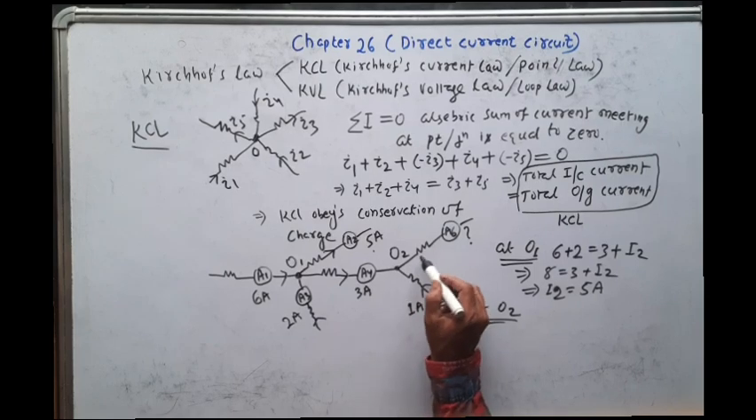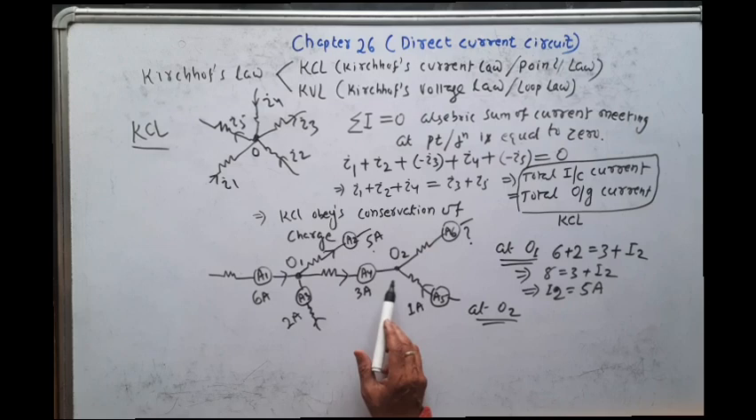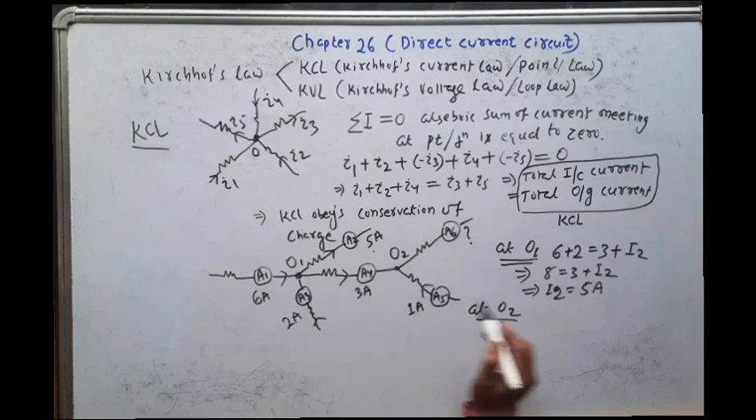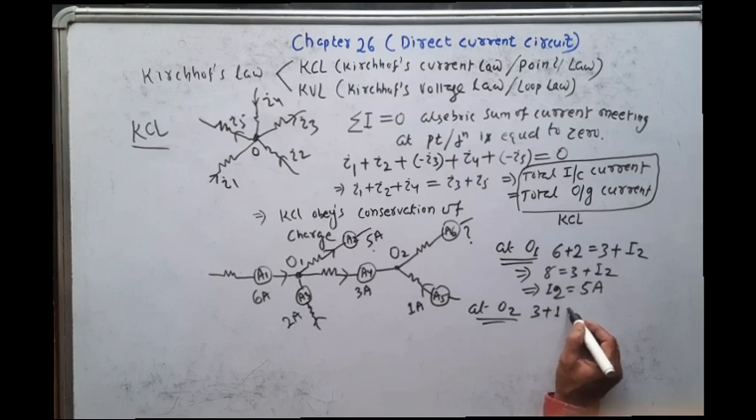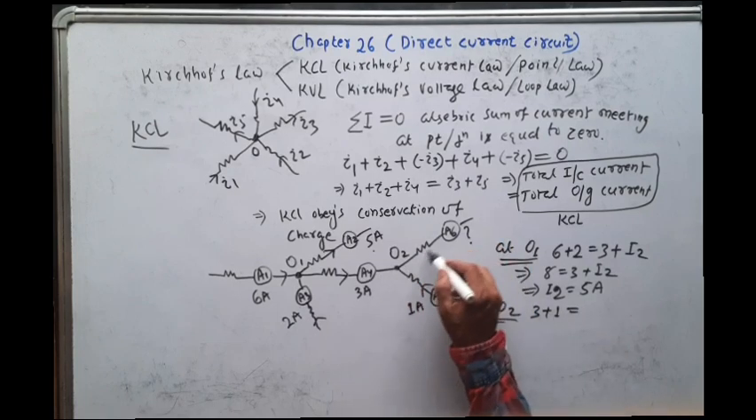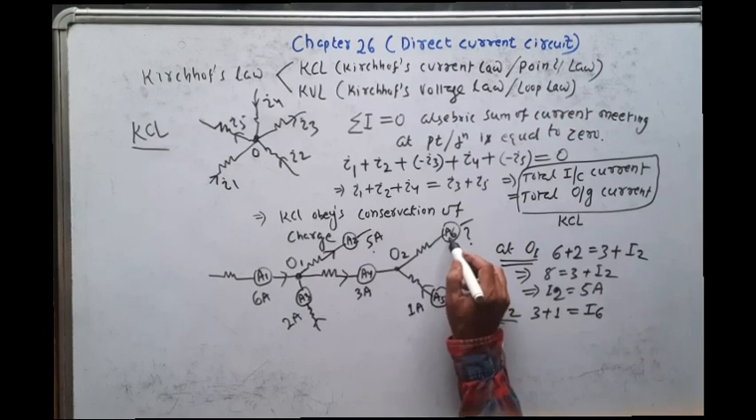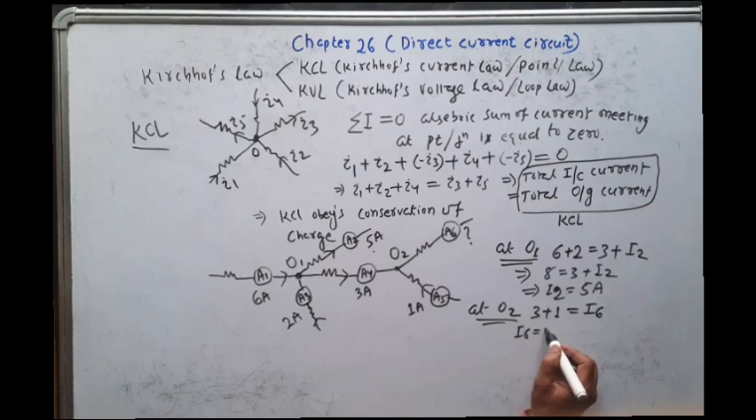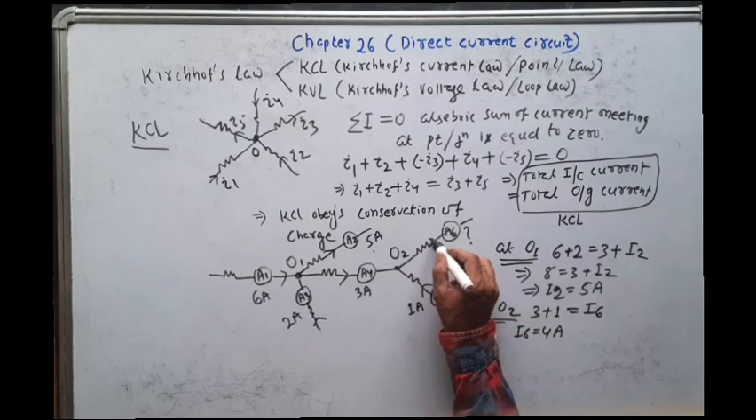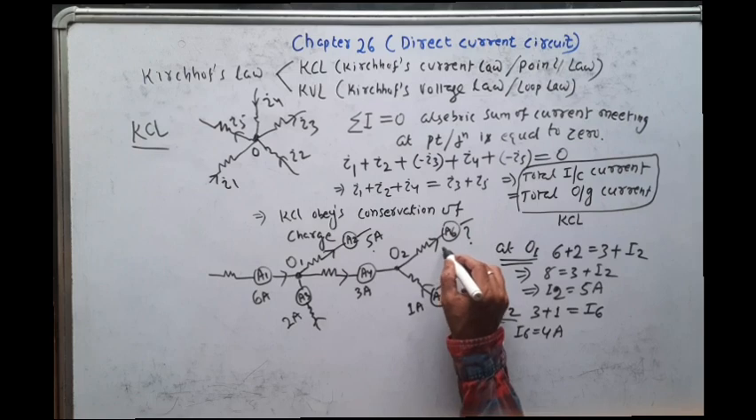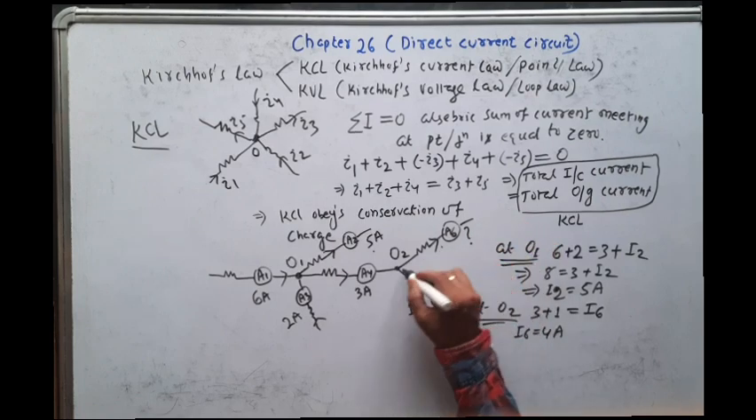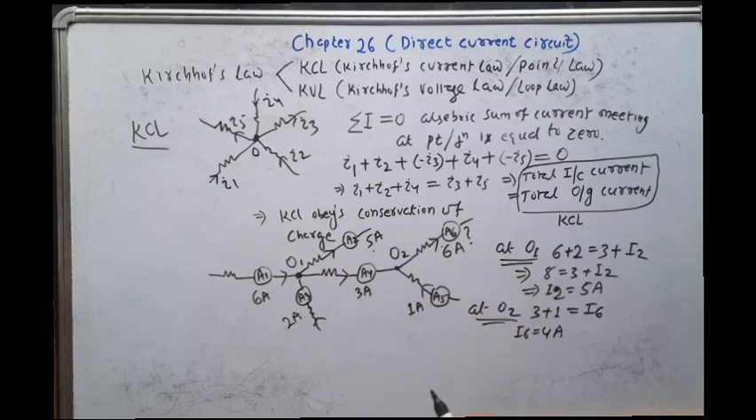Now at junction number O2, you see the 3 ampere is incoming, 1 ampere is also incoming, and there is another branch. As per the KCL, total incoming current is equal to total outgoing current. Here incoming current is 3 plus 1, so definitely this incoming current must pass through this ammeter. Let us say this is I6. So I6 is equal to 4 ampere. So the direction of the current through this ammeter is outward from this junction. So this is the solution using Kirchhoff's current law. I think it is clear.